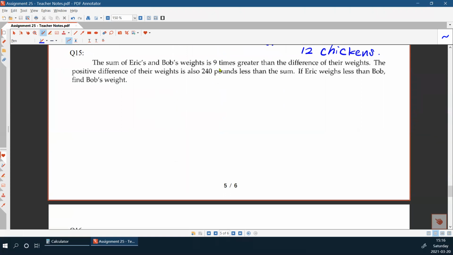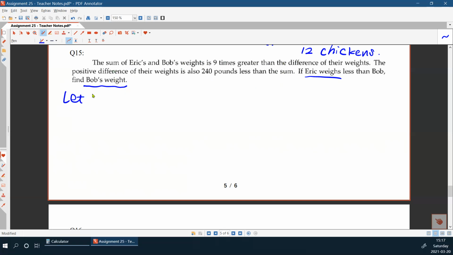Sum of Eric's and Bob's weights is 9 times greater than the difference of their weights. The positive difference of their weights is also 240 pounds less than the sum. If Eric weighs less than Bob, find Bob's weight. Okay, so you want to find Bob's weight, right? And you don't know this quantity. So this is one of the variables we need to use a letter to denote. Of course, you also don't know Eric's weight, right? So for anything you don't know, you can use a letter to denote it and try to find the connection between those variables.